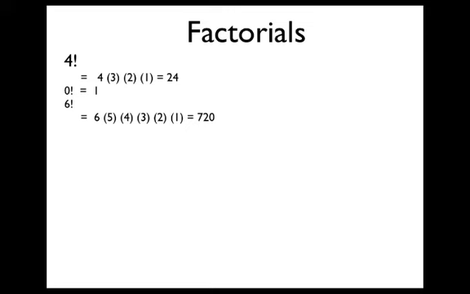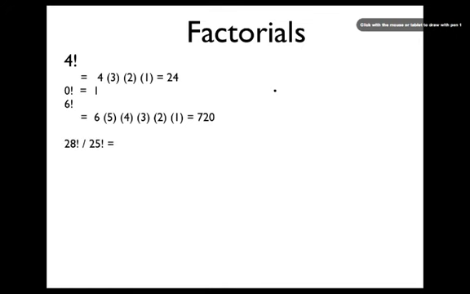Every factorial of a value less than the one you have is a factor of the one that you have. So 3 factorial is a factor of 6 factorial. There it is right there. 5 factorial is a factor of 6 factorial. There it is right there.